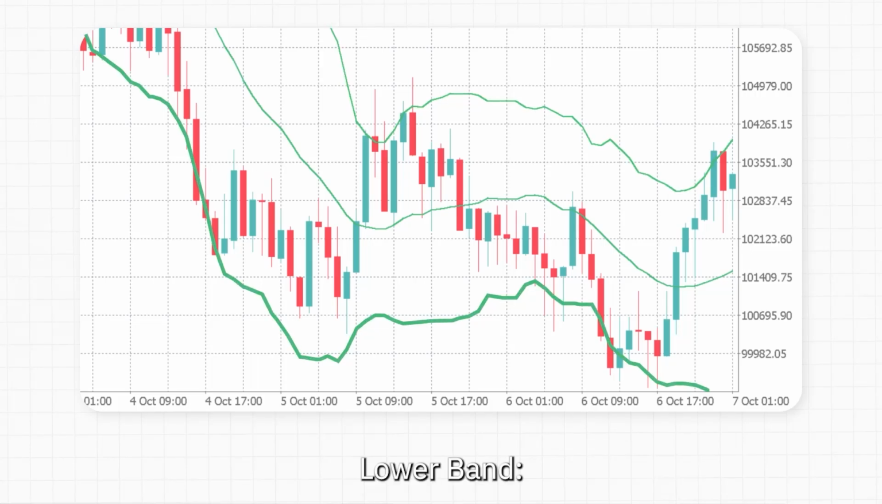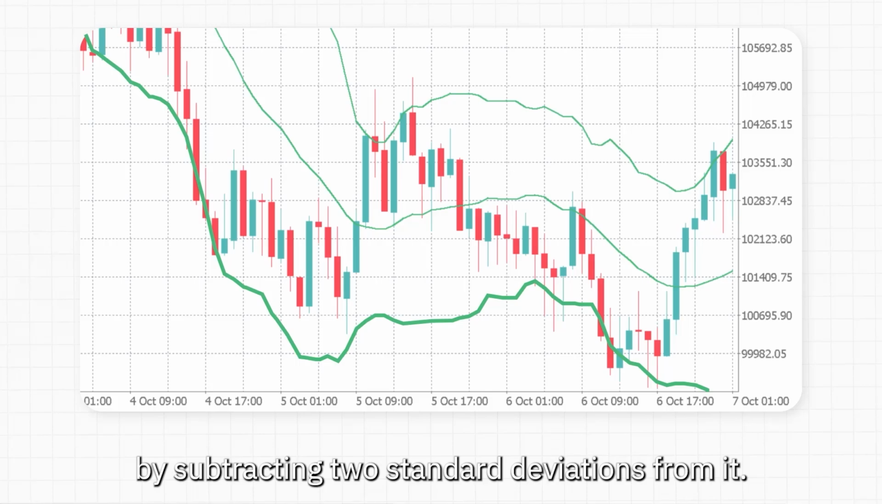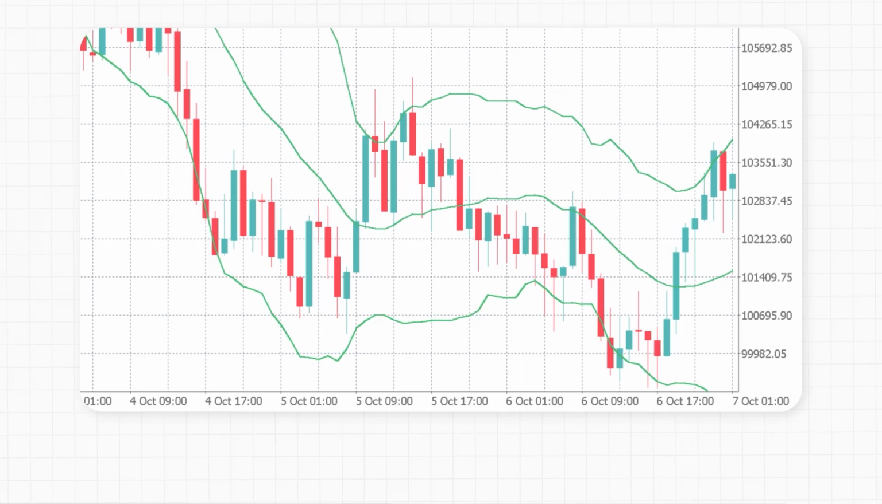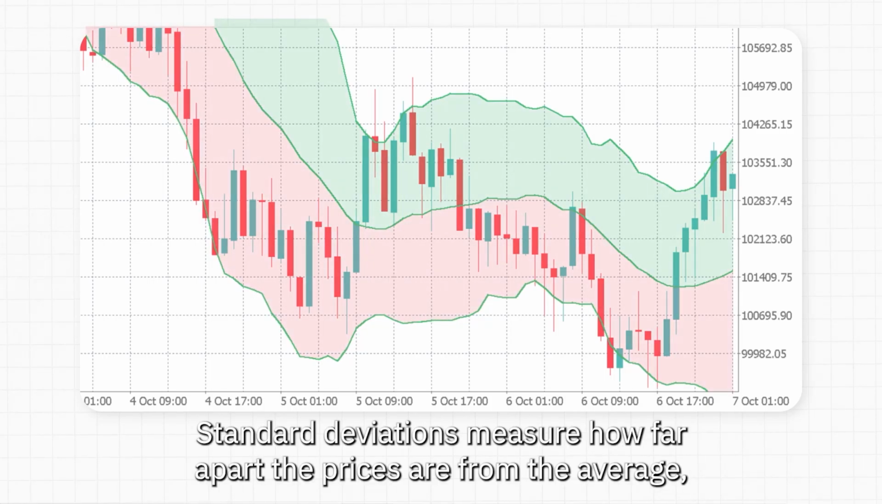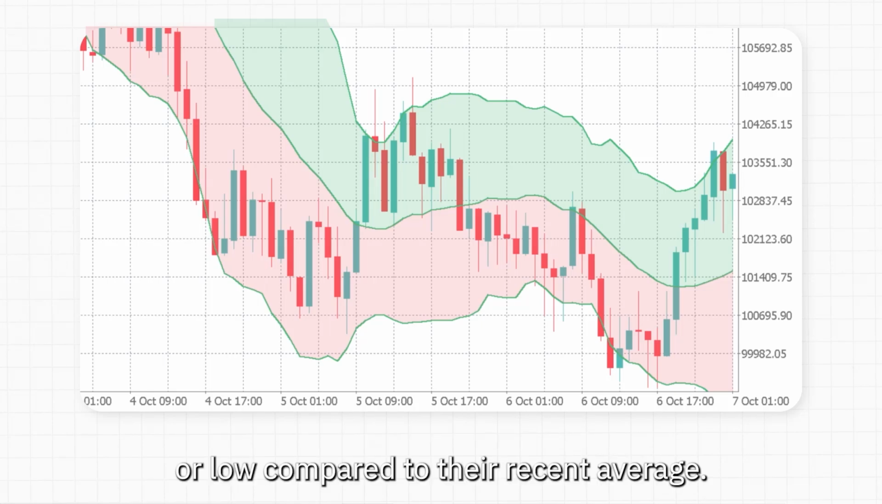The lower band. This line is below the middle band and is calculated by subtracting two standard deviations from it. It helps show the potential lower limit of price movement. Standard deviations measure how far apart the prices are from the average, helping us determine whether they are unusually high or low compared to their recent average.